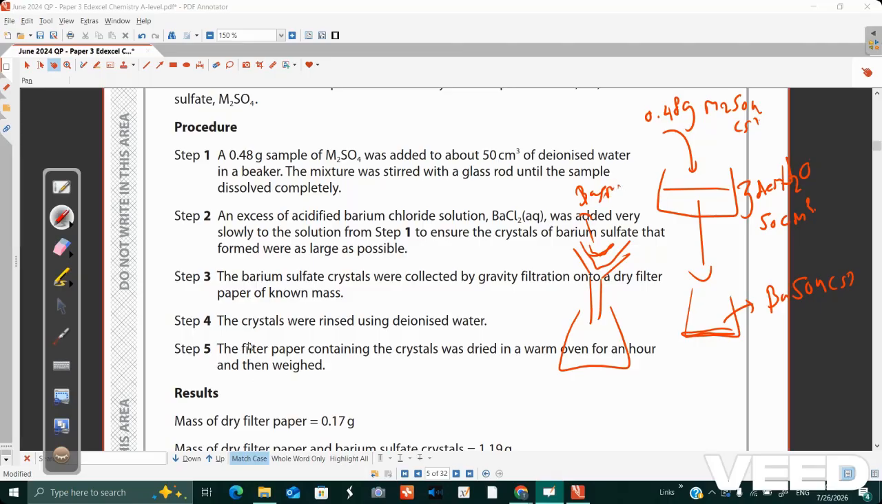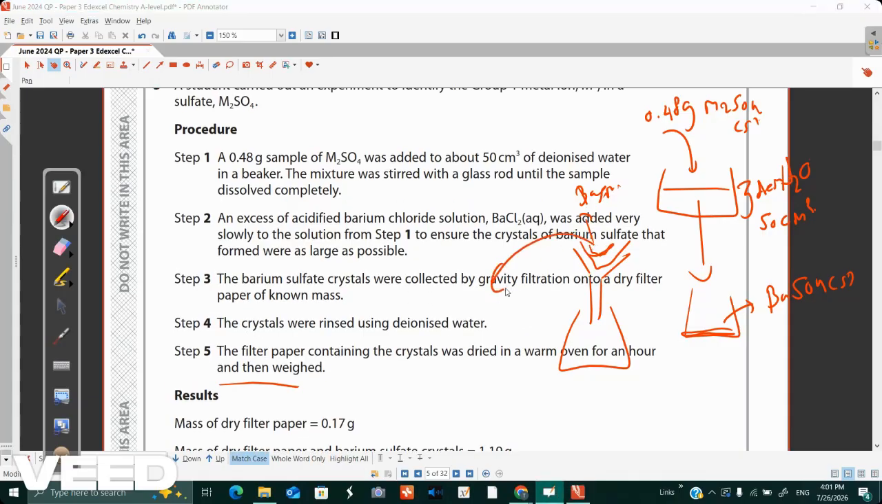Right? The crystals were rinsed using deionized water, so they had to clean the remaining water. Filter paper containing the crystals were dried in a warm oven for an hour and then weighed. Right. So basically, what they are doing is they are measuring the weight of the precipitate.